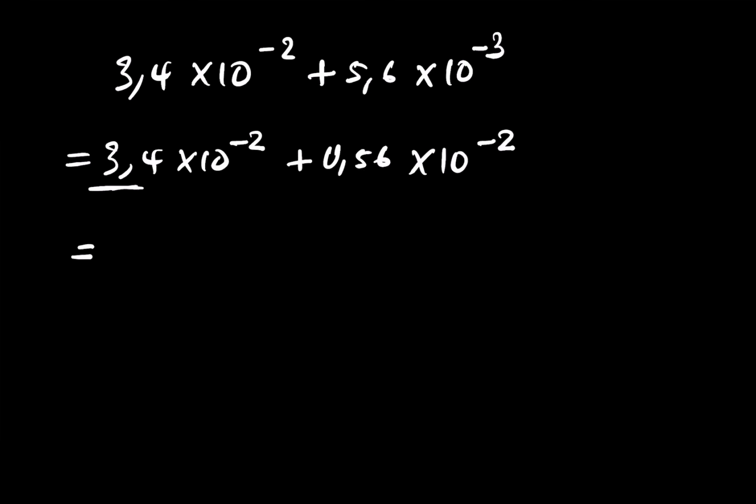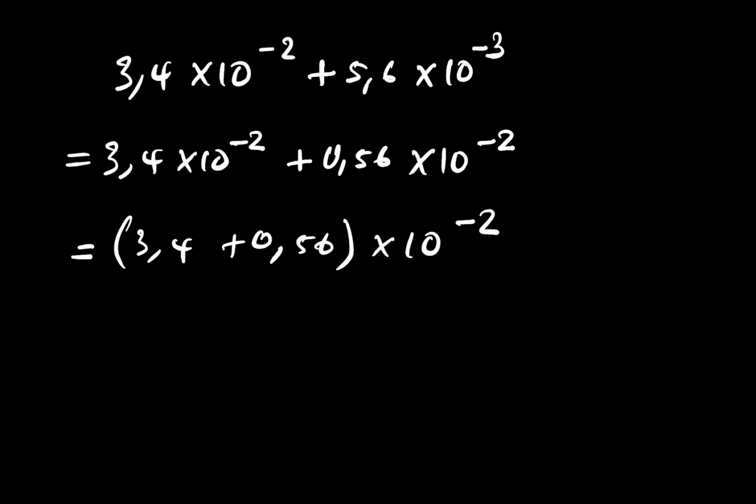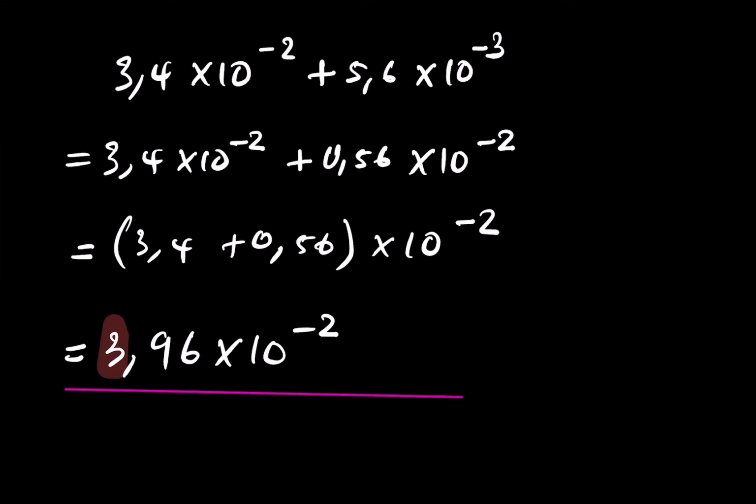Okay. So these are now the like terms. So you need to add them. The coefficient, so that is 3,4 plus 0,56 multiplied by 10 to the power negative 2. And then as a result, you get 3,96 multiplied by 10 to the power negative 2. Pay attention, this number here is between 1 and 10. So you are good to go to leave your answer just right here, because this is the correct scientific notation.